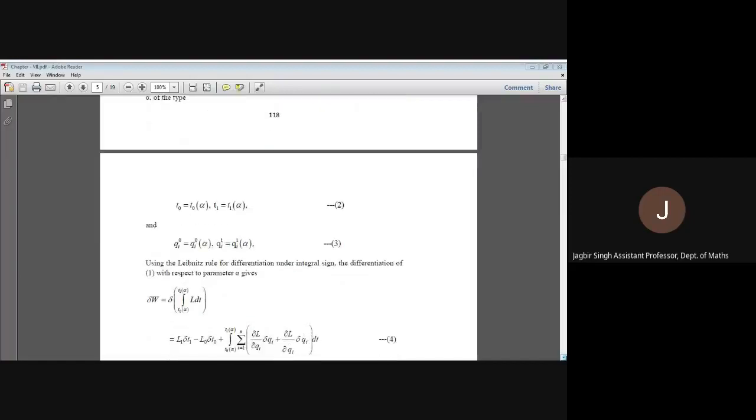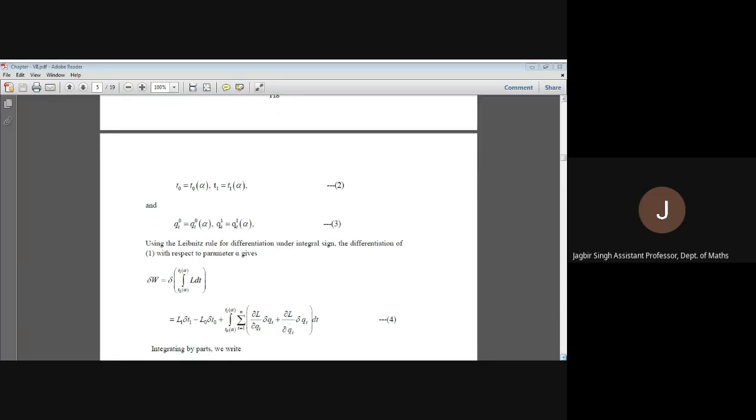Again find out the variation. So the variation is using the Leibniz rule again. Variation of W will be the variation of the right hand side, and today it will be L1 delta T1. What is L1? L1 is obtained from L by replacing T with T1. L is a function of T, Qi and Qi dots. So in this, replace T with T1. The term obtained is L1.